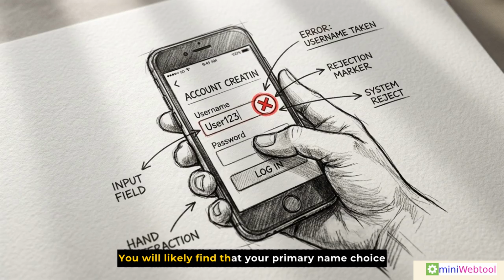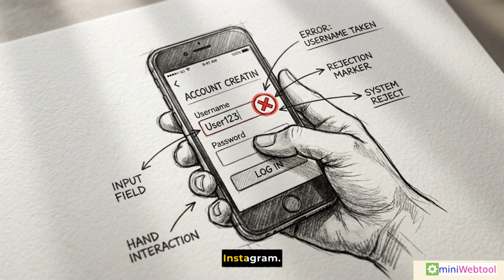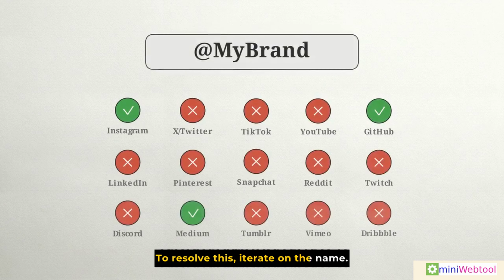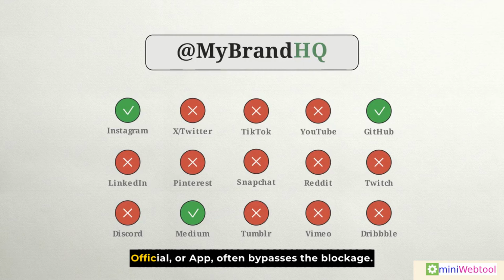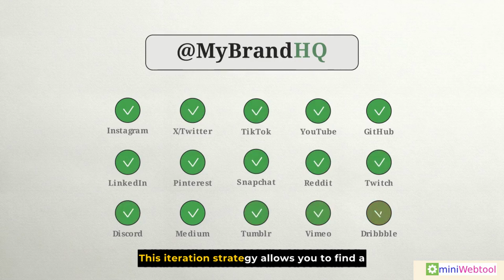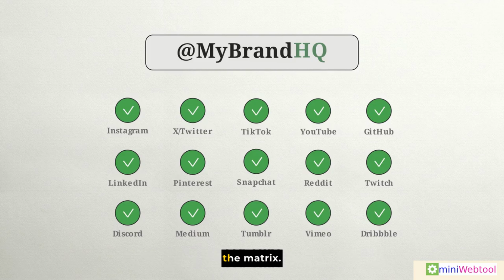You will likely find that your primary name choice is already taken on major platforms like TikTok or Instagram. To resolve this, iterate on the name. Appending a professional modifier like HQ, official, or app often bypasses the blockage. This iteration strategy allows you to find a consistent, registrable path across all nodes in the matrix.